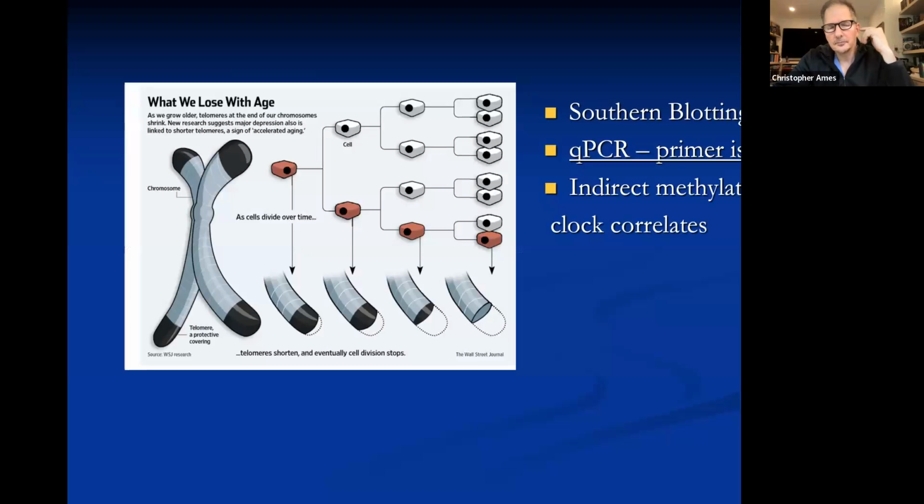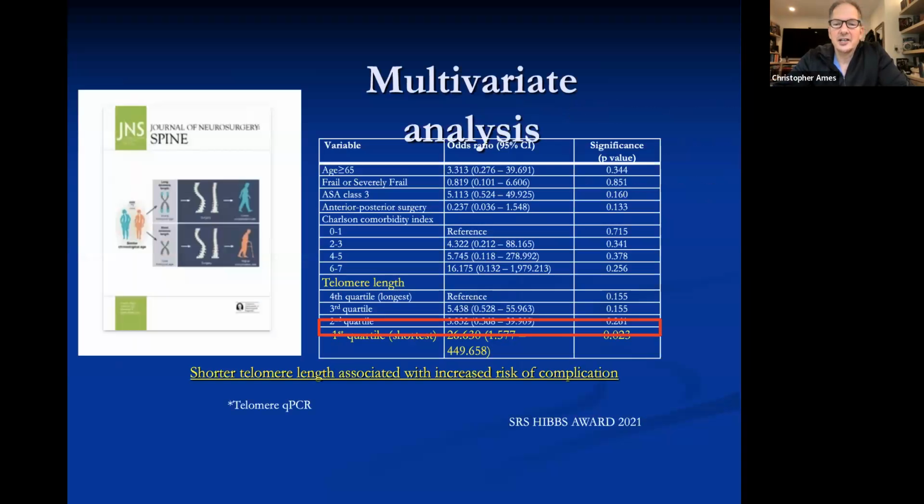So we started out working with telomeres. Why did we start there? Because Elizabeth Blackburn, the Nobel Prize winner who identified telomeres, is at my institution. And we first linked telomeres to risk of major complication. The patients that had complications that had the shortest quartile of telomeres were 26-fold more likely to have a major complication than patients with the longest telomeres. So telomere length, which regulates the ultimate number of cell divisions that are possible, is linked to major complication. And this actually won the Hibbs Award for the Scoliosis Research Society in 2021.